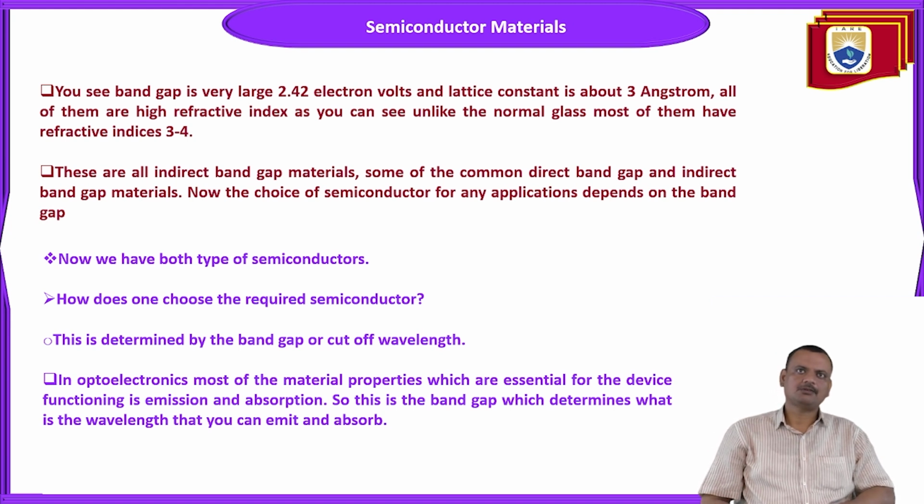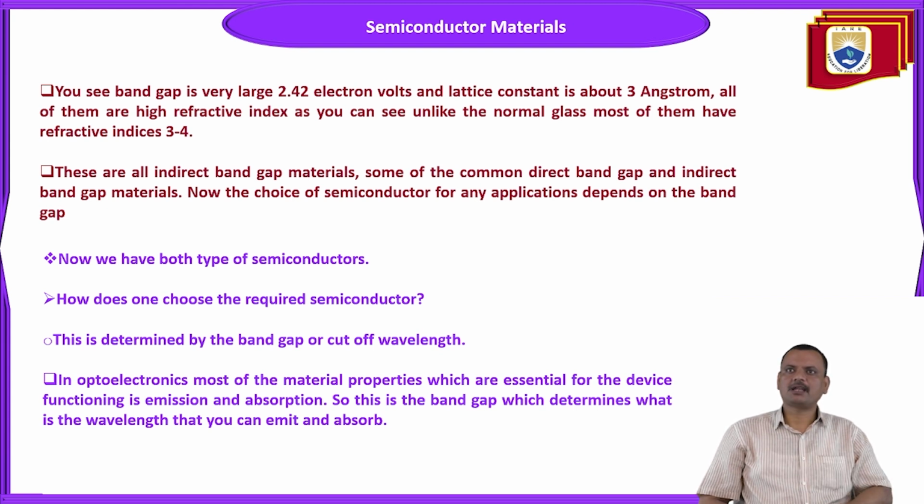So you see, when the band gap is very large, 2.42 electron volts, the lattice constant is about 3 angstrom. Just now I discussed the correlation between the lattice parameter, lattice constant and the energy band gap value. All of them have a high refractive index, as you can see. Unlike normal glass, most of them have refractive indices between 3 and 4. So these are all indirect band gap materials.